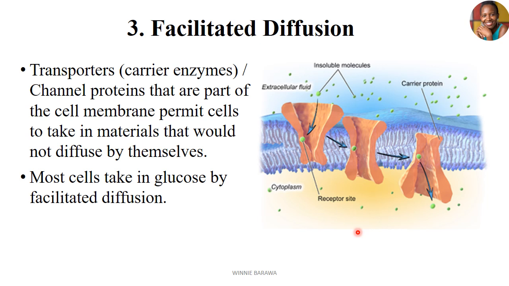Most cells take in glucose by facilitated diffusion. The large molecules of glucose, which can't diffuse, are most of the time moved using facilitated diffusion. It means they get attached on the carrier proteins or transporters, and they can be crossed over into the other side of the cell that is needed. And the rule is they need to be moving from a region of high concentration to a region of low concentration.